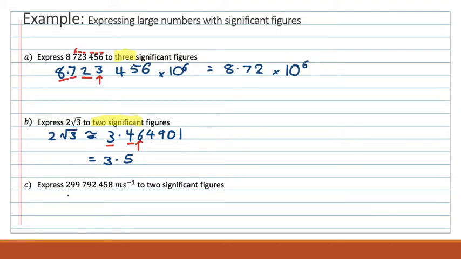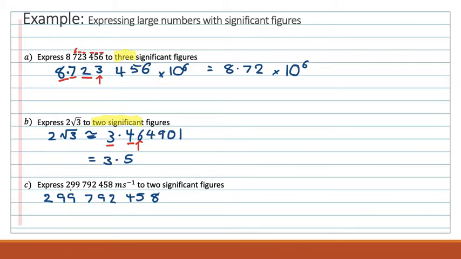And finally, express 299,792,458 meters per second to two significant figures. Now, firstly, do you know what this number is? It's actually a very famous number in physics. Did you guess it? It is the speed of light.